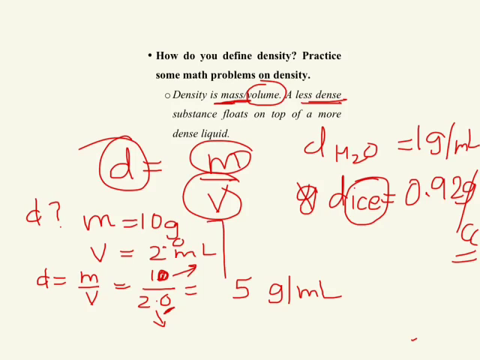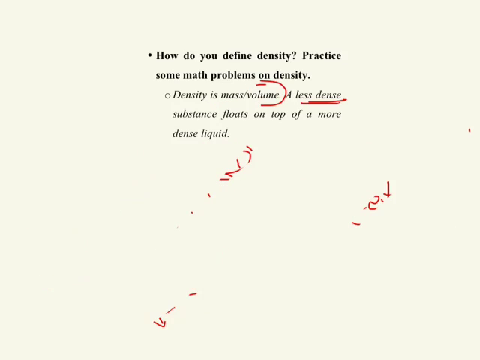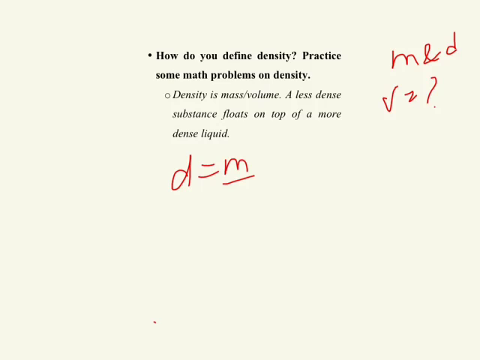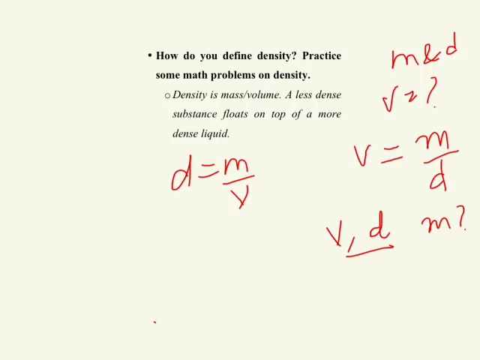Here in this problem, given the mass and the volume, you were told to find the density. Similarly, what if mass and density are given to you and you have to find the volume? Remember, density is mass per unit volume, which makes volume equal to mass over density. And what if volume and density are given and you have to find the mass? Then mass will be density times volume.